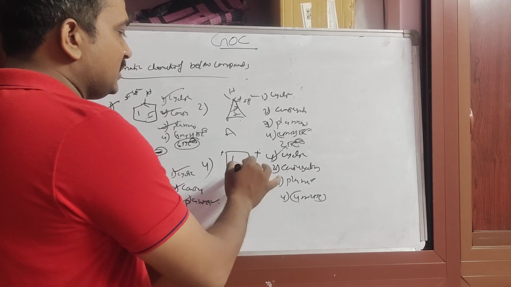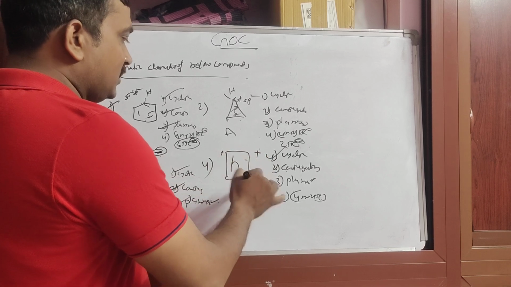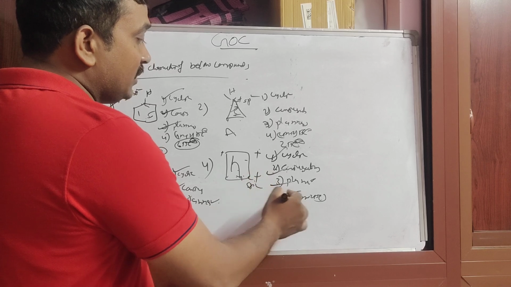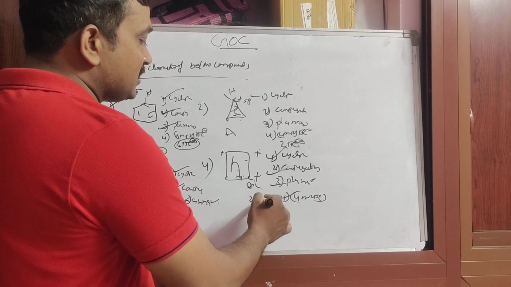Here you get a positive charge. If it shifts to here, you get the positive charge here. Like this, it is conjugation. Yes, all carbon atoms are planar, sp2 only. 4n+2: 2 pi electrons. Yes, it follows this rule.